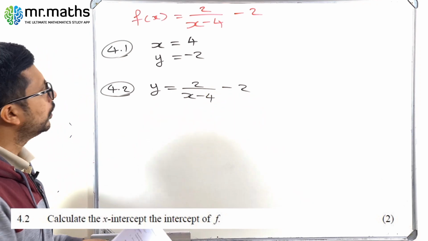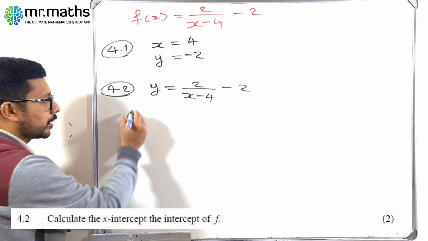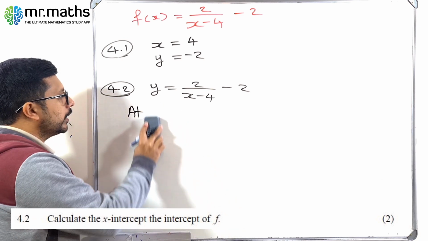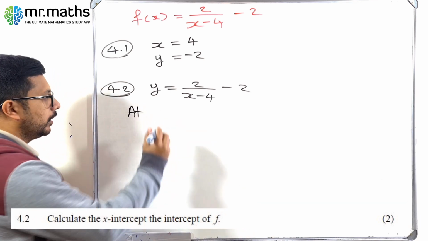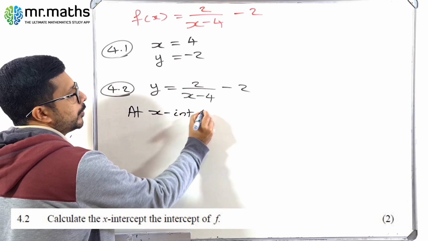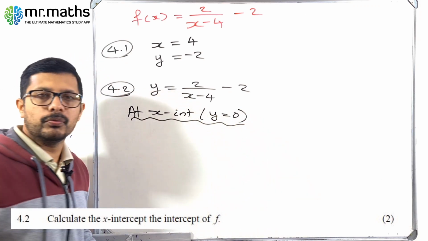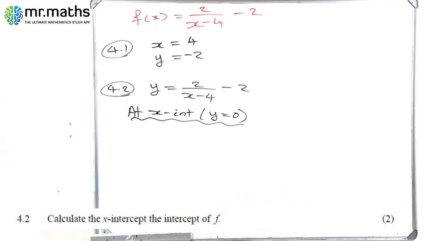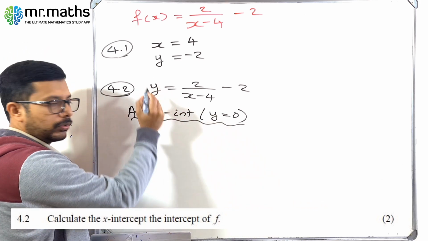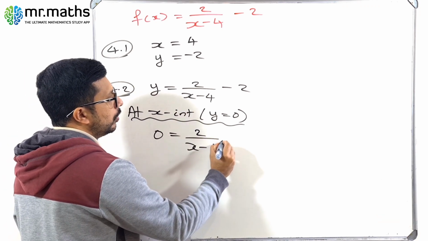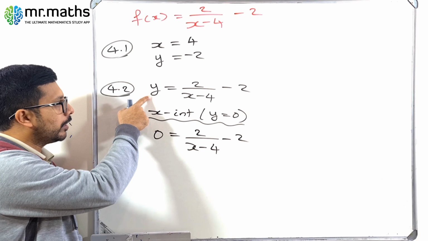Now here we have to find the x-intercept. So at the x-intercept, what is the value of y? At the x-intercept, the value of y is equal to 0. Am I right? Okay, so in that equation we have to substitute the value of y as 0. So y is 0, so 0 is equal to 2 divided by x minus 4, minus 2. I substituted the value of y as 0.